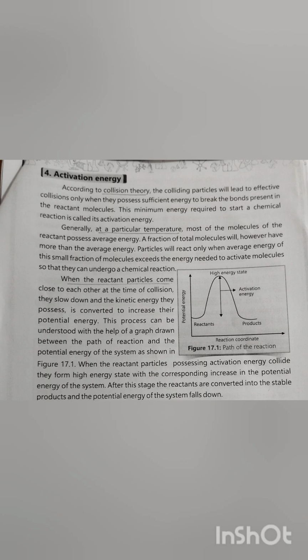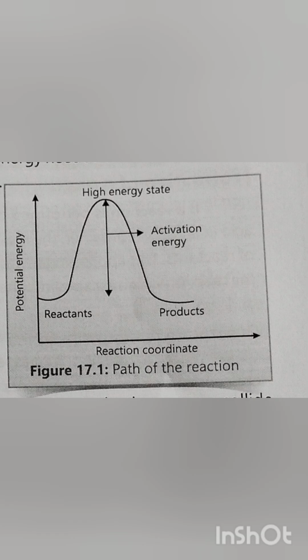Energy distribution. At any given temperature, most reactant molecules only possess average energy. Only a small fraction of total molecules have enough energy to exceed the activation energy barrier and undergo a chemical reaction. Energy conversion during collision. As reactant particles approach each other to collide, they slow down, and the kinetic energy they possess is converted into potential energy. Here comes the path of the reaction, as you can see in the diagram.